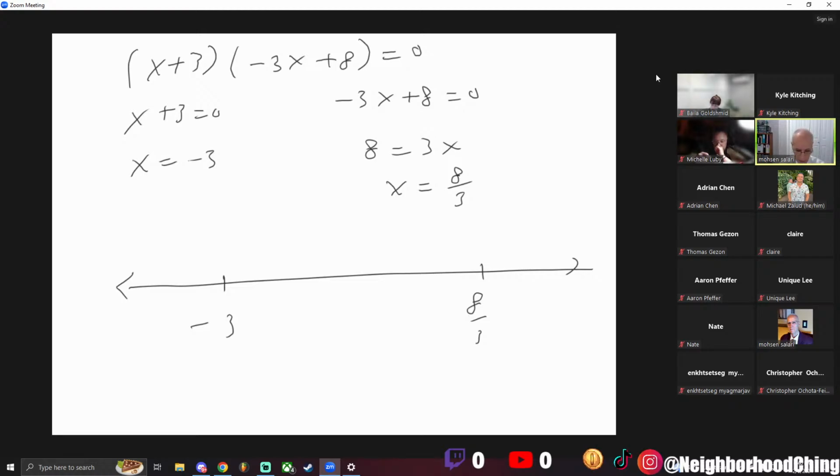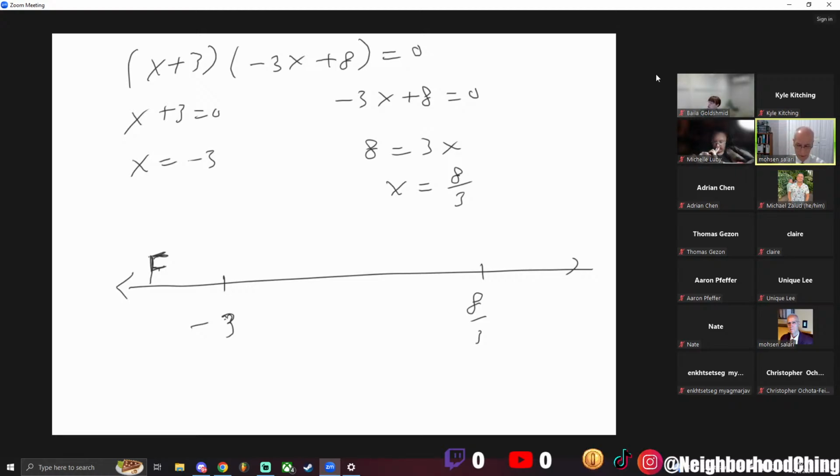To the left of negative 3, let's say negative 4, negative 5, negative 10. As you can see, if I put, for example, negative 10, I get a negative value in front. So this makes this interval false. That wouldn't give me any value. Any number you pick to the left of negative 3 will give me a false statement in relation with our original problem. How about between negative 3 and 8 thirds?